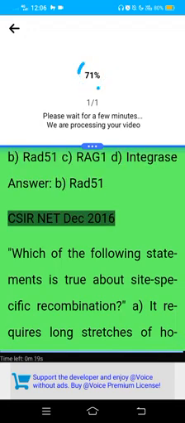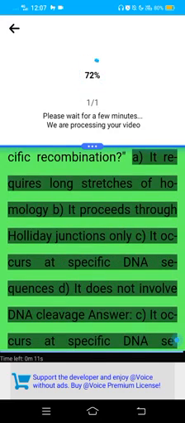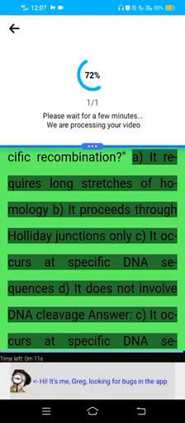CSIR-NET December 2016. Which of the following statements is true about site-specific recombination? A. It requires long stretches of homology. B. It proceeds through Holliday junctions only. C. It occurs at specific DNA sequences. D. It does not involve DNA cleavage. Answer: C. It occurs at specific DNA sequences.